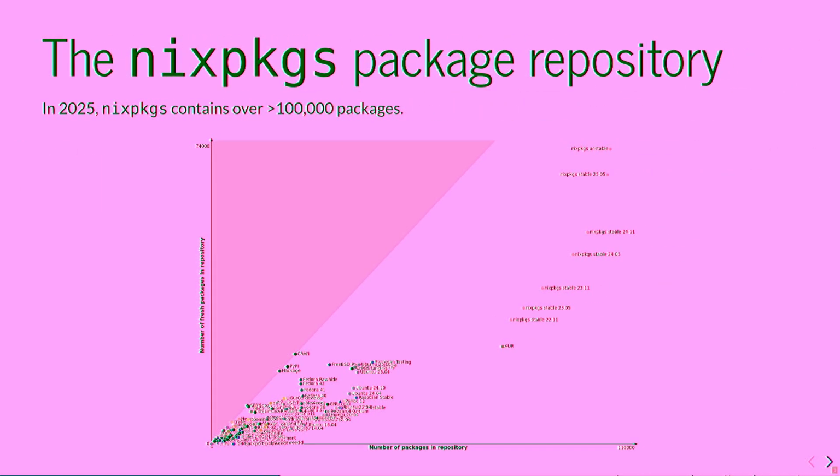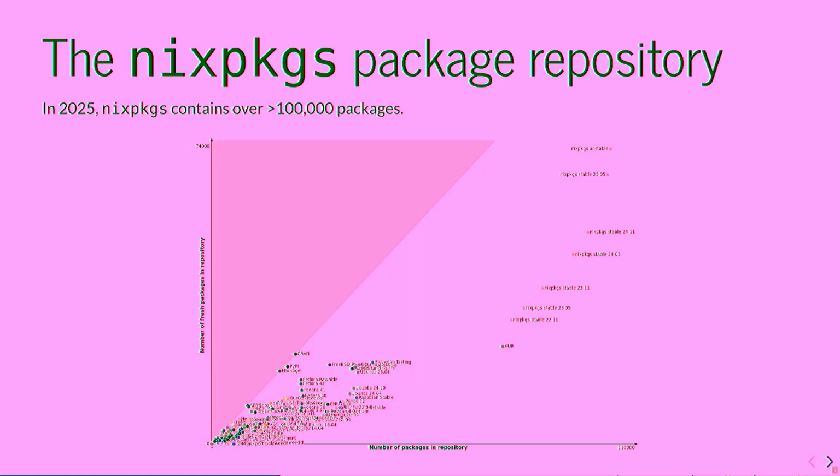So the Nixpkgs software repository is really big. In 2025, there are over 100,000 packages. This is a scatter plot of all of the packages in a particular repository against the number of fresh packages in a repository on the vertical axis. And each of these points are individual software repositories. The text is a bit small. I pulled this from repology.org, by the way. I pulled this back in April, so this chart maybe looks a little bit different now.